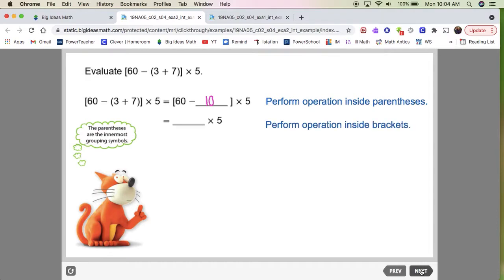So the next thing we're going to do is the operations inside the bracket. So it's 60 minus 10, which is 50. 50 times 5. We multiply 50 times 5, and we have 250 for our answer. So we're going to be practicing some of these today.